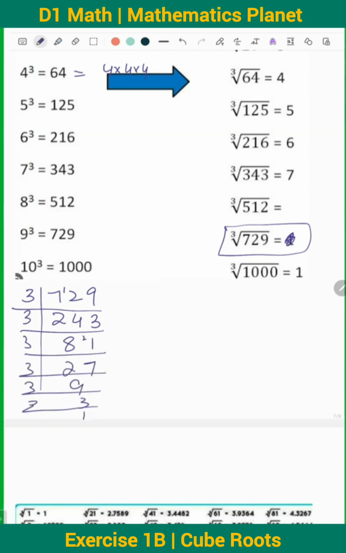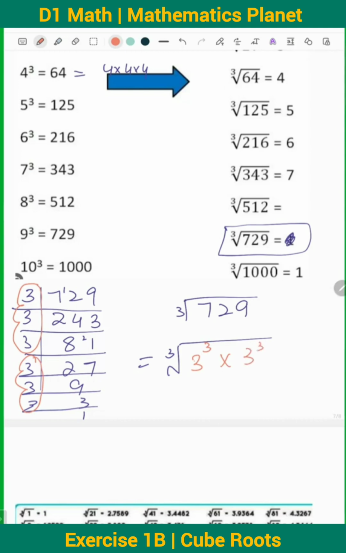So when we find a square root, we take pairs of 2. Now we are going to take groups of 3. 3 of them: 1, 2, 3. This will become 3 cube. So cubes cancel with each other, and you will get 3 times 3. 3 times 3 is 9. So it means the cube root of 729 is 9.